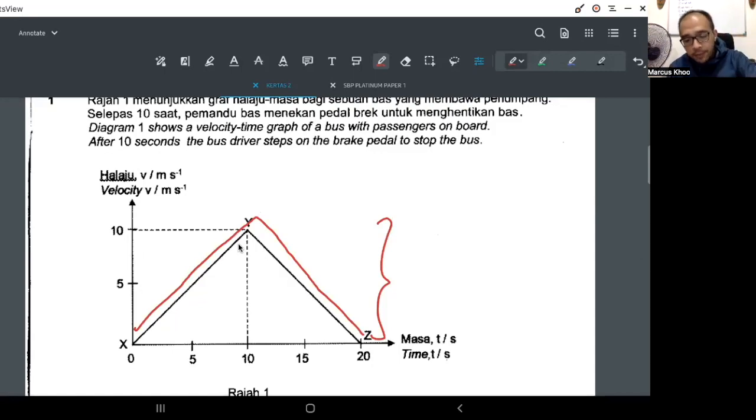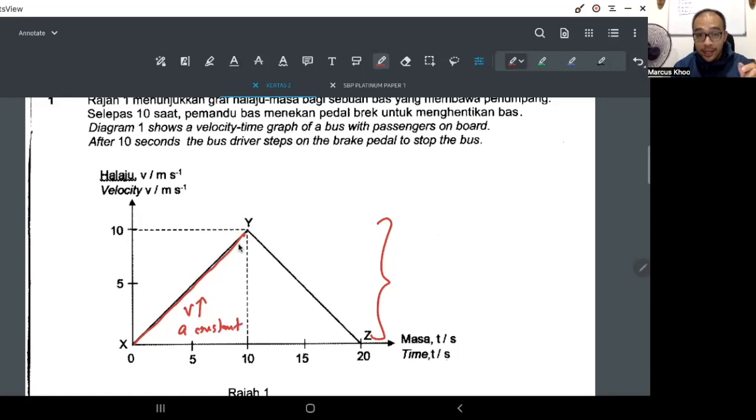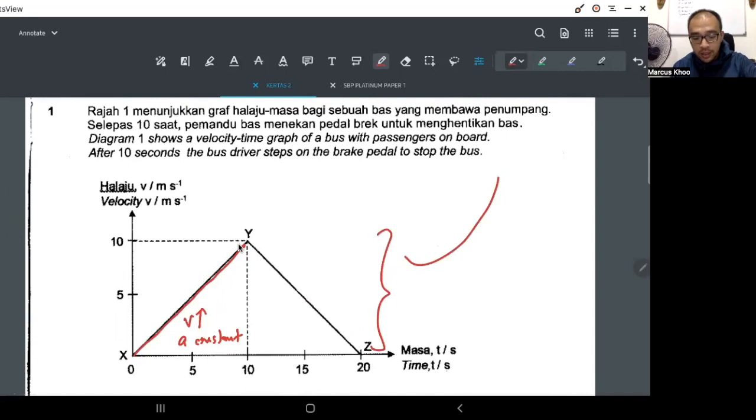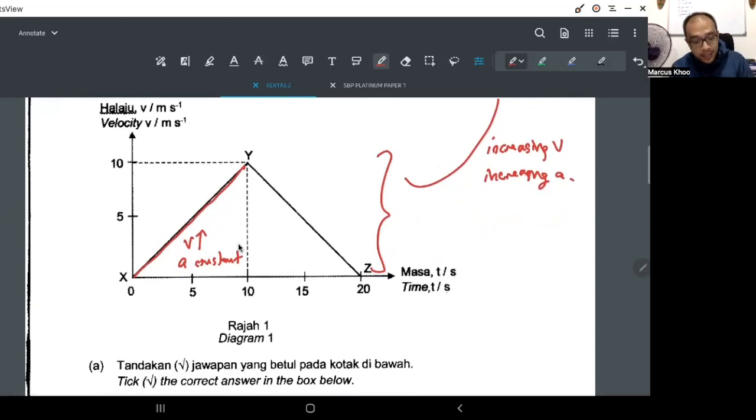Okay. Secondly, because this section is increasing velocity, this also will be a constant acceleration, because it is increasing in a straight line. If it is increasing like this, as a curve, then the acceleration is not constant. This one is increasing v and increasing a, the increasing acceleration. And likewise, the other way around, which is this one, will be decreasing velocity to the right because it's still a positive value.